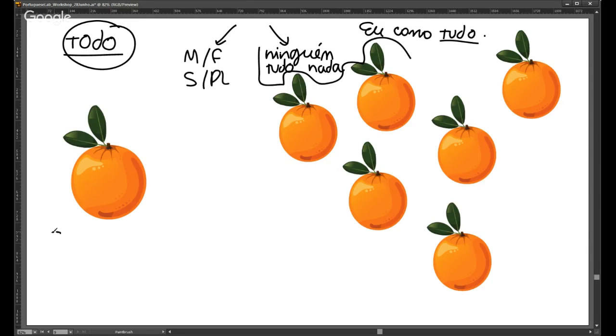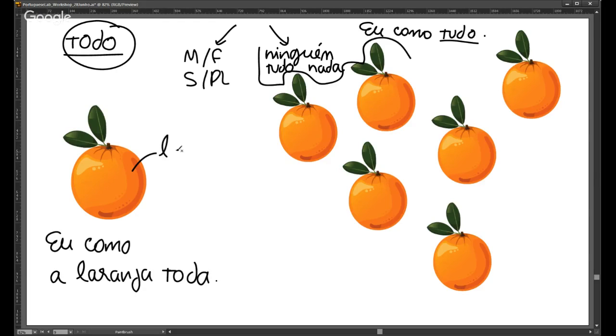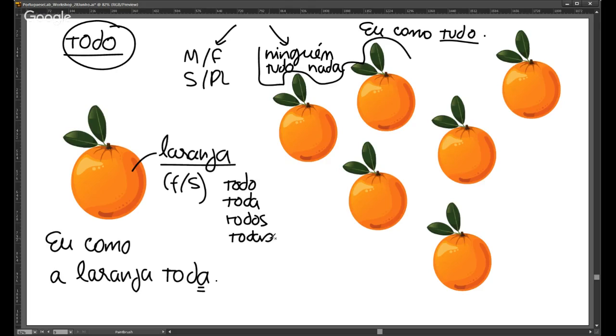So let's use todo. Eu como a laranja toda. So this is laranja, and it's feminine, and it's singular. So you have toda. You have the options todo, toda, todos, todas, according to gender and number. And this means that when you use it in singular, you are referring to only one entity. That means that you are going to eat the entire orange, this orange completely. You're not going to leave any piece behind.